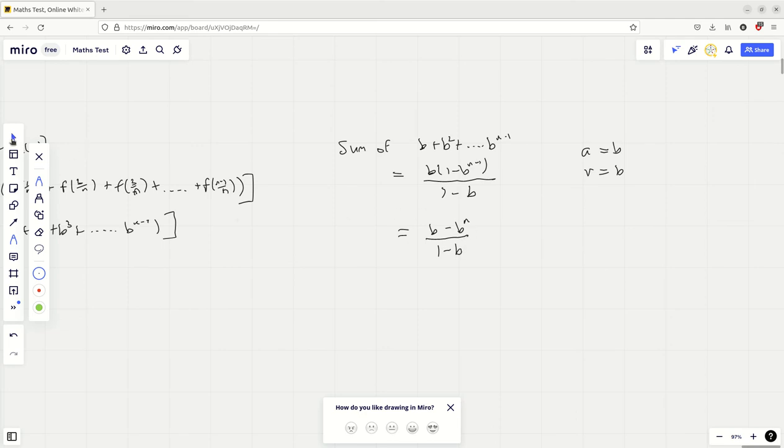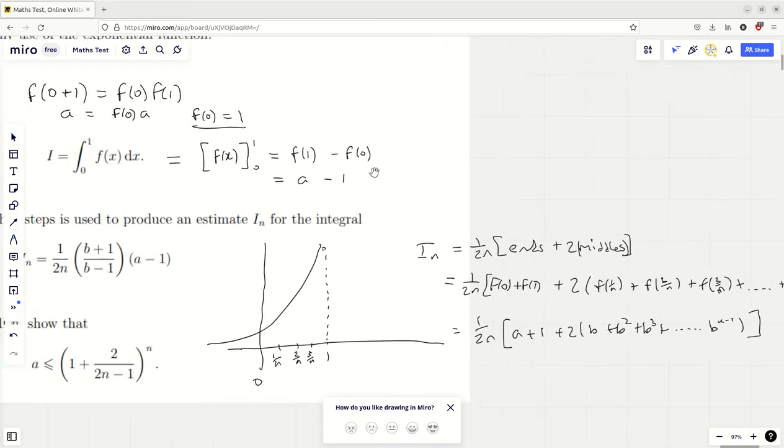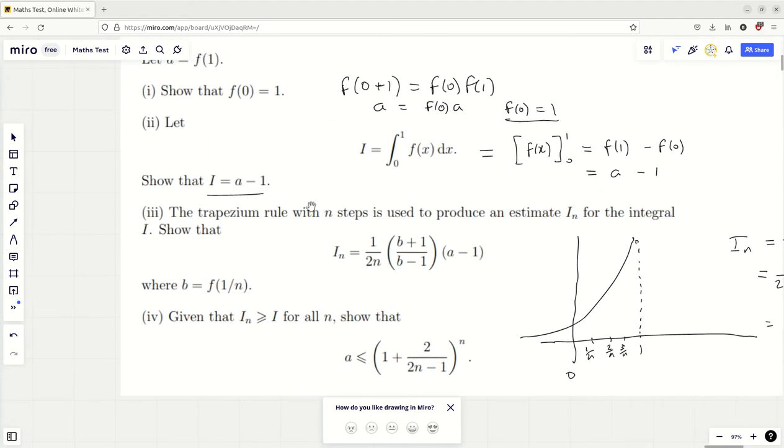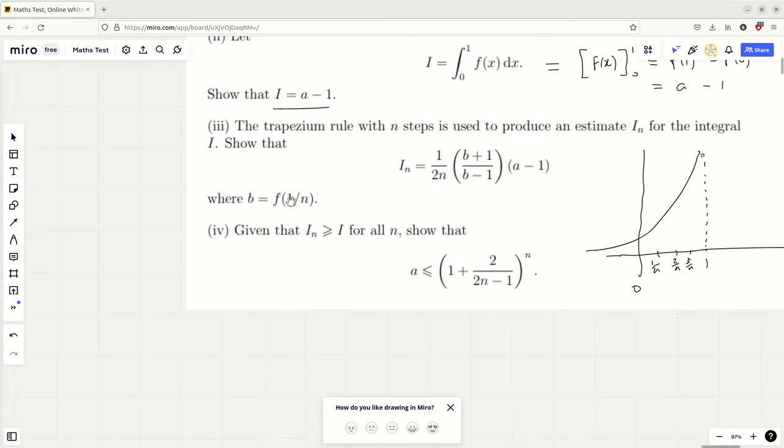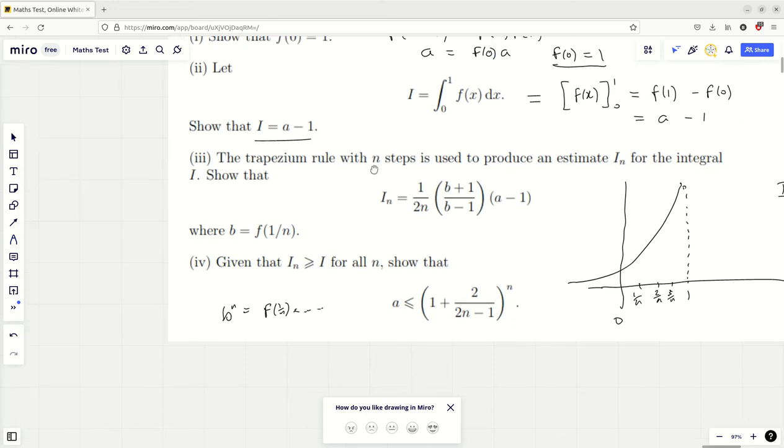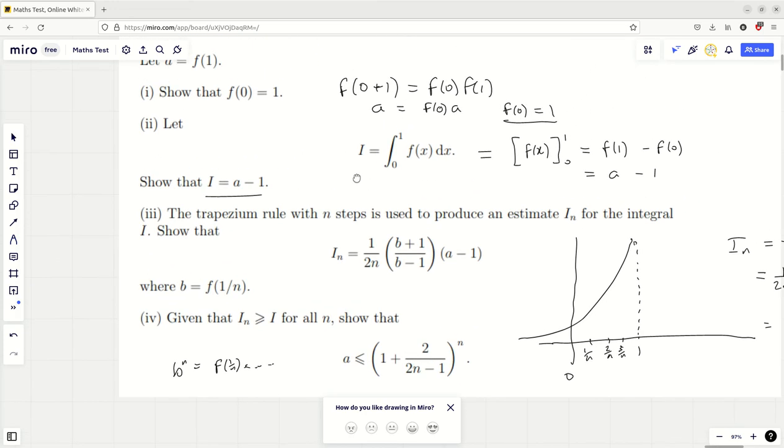This is the bit actually, I think this is the bit where I definitely didn't immediately see it. Okay, if we've got b is f of 1 over n, then of course b to the n is f of 1 over n times f of 1 over n times... It's such a nice result, this. If I can just show you up here.